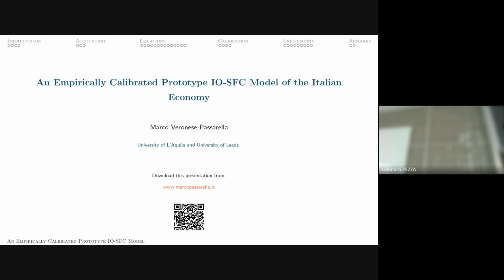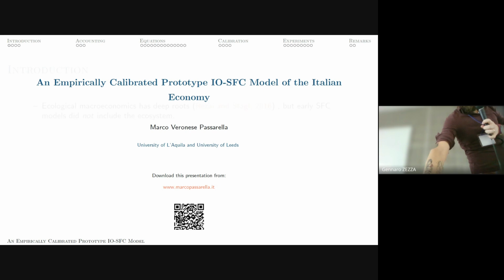And I've been working on this stuff along with other people. Oriol is one of them. Eduardo will be one of them in the next few weeks. And the idea is to create an input-output model for the Italian economy, not because I'm interested in the Italian economy, but because I'm interested in input-output stock-flow consistent models.